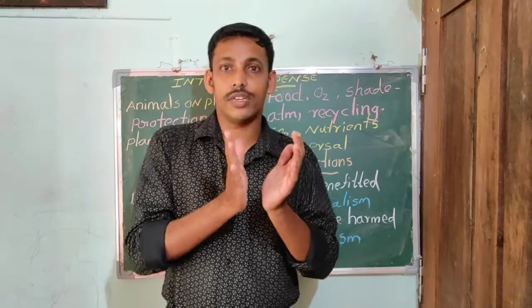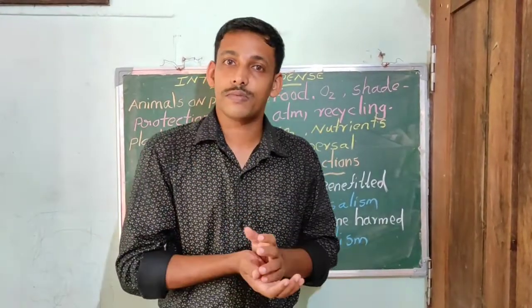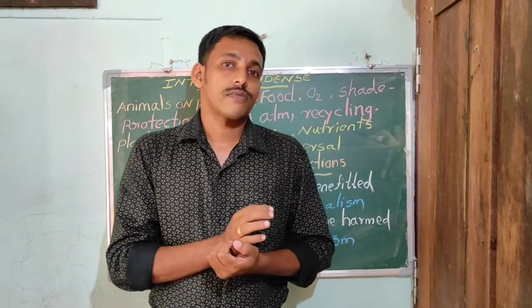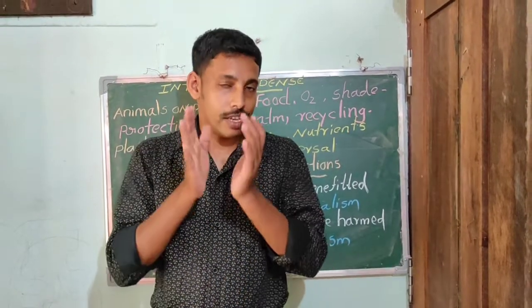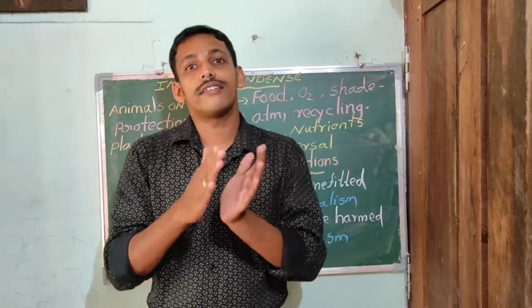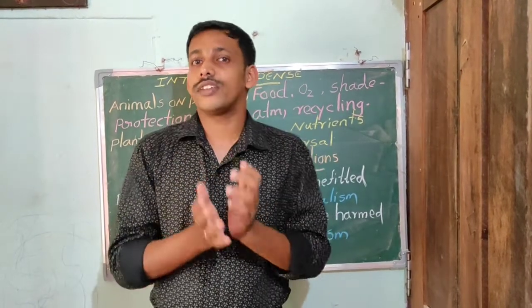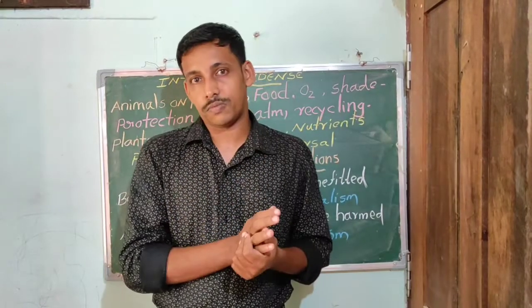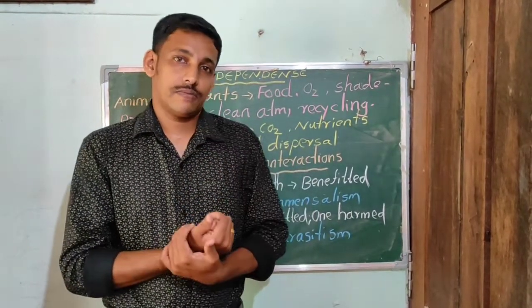There is an interdependence. One organism depends upon another type of organism. In our classroom, we depend upon our friends. Like that, in an ecosystem, one organism depends upon another organism. So there is an interdependence between all the organisms in an ecosystem. Let's see what these interdependences are.